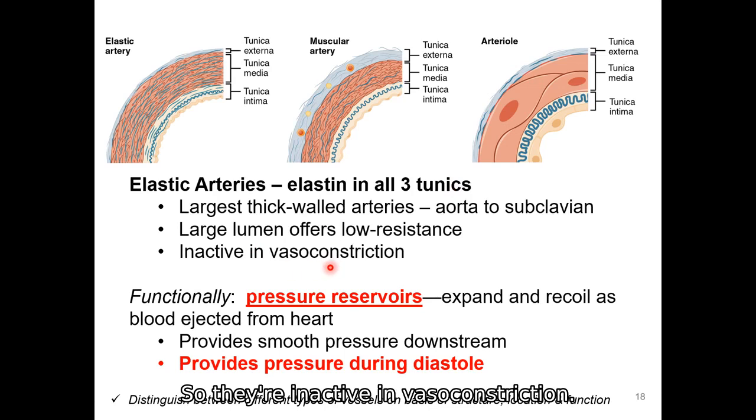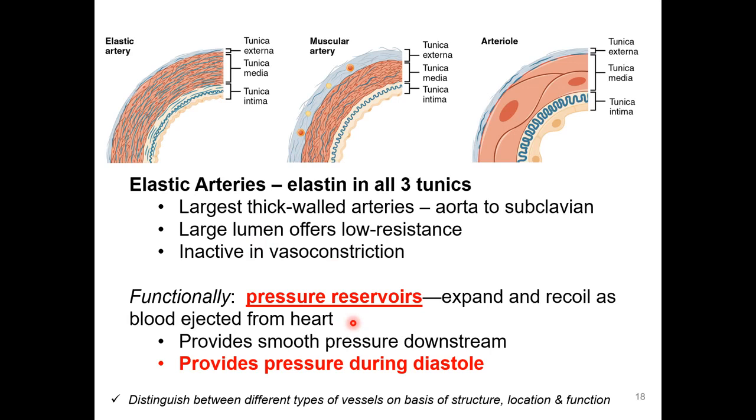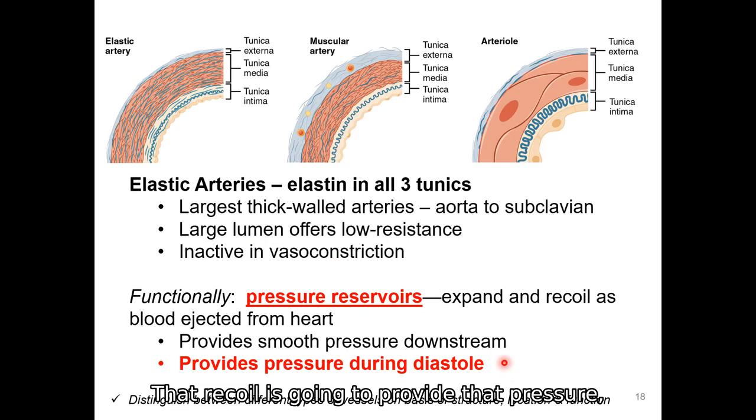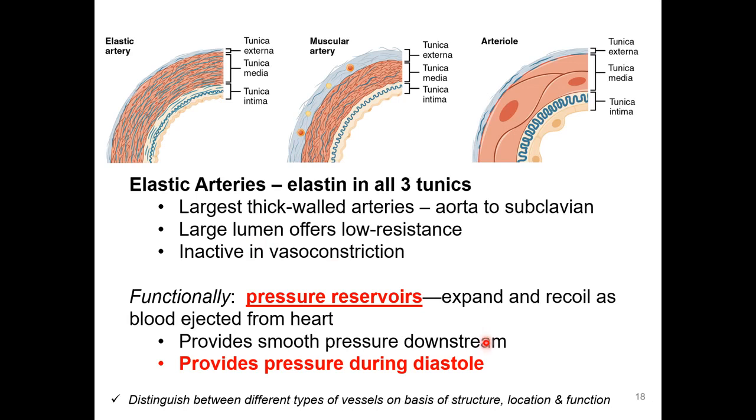So they're inactive in vasoconstriction. Functionally, like I said, they're pressure reservoirs. That recoil is going to provide that pressure, that lower number in the blood pressure reading. When the heart is at rest, we still want blood to move. So that's diastolic pressure.